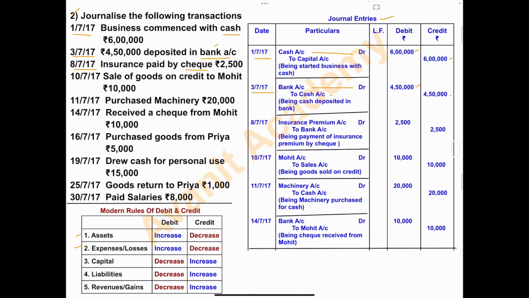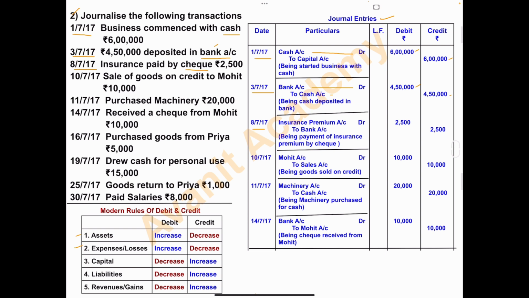Check means what do we do? We give it to the bank. Right? So bank balance will decrease. And decrease in bank balance is to be credited. So in this third transaction, insurance account is to be debited and bank account is to be credited.